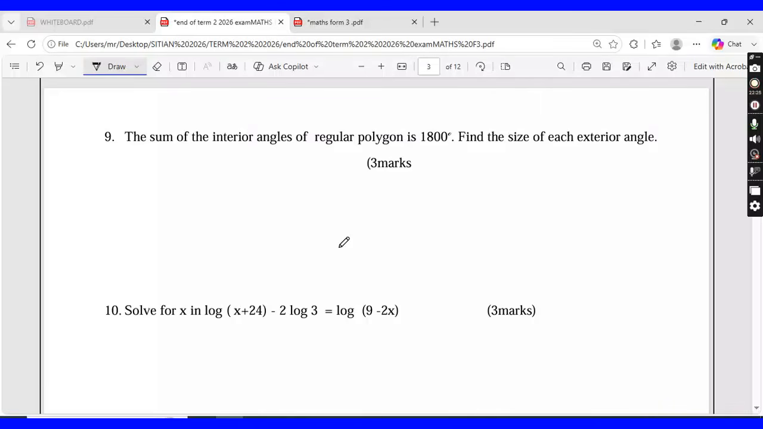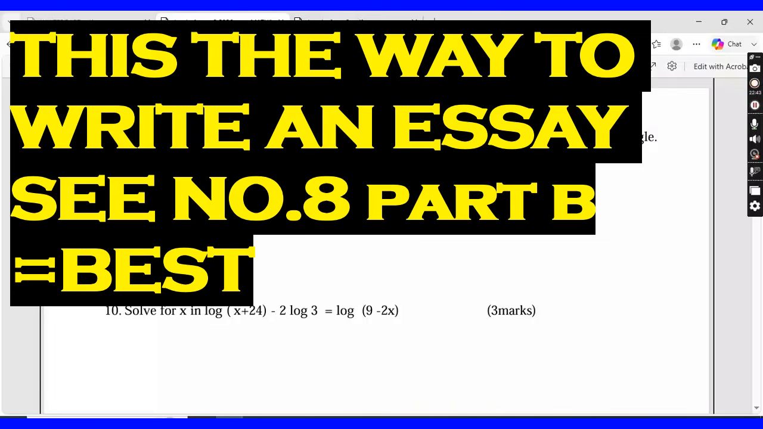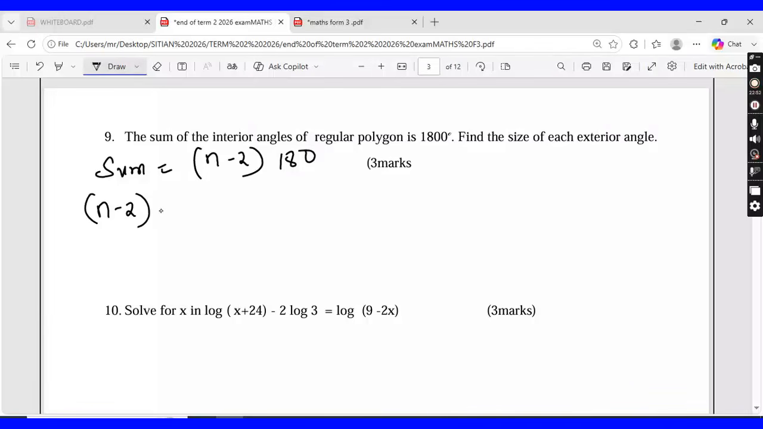The sum of interior angles of a regular polygon is 1800. Find the size of each exterior angle. That is a simple sum. The sum of interior angles is given by n minus 2, multiplied by the total number of angles in a triangle, 180. So we have n minus 2, multiplied by 180, gives you 1800 because we have been given the sum.